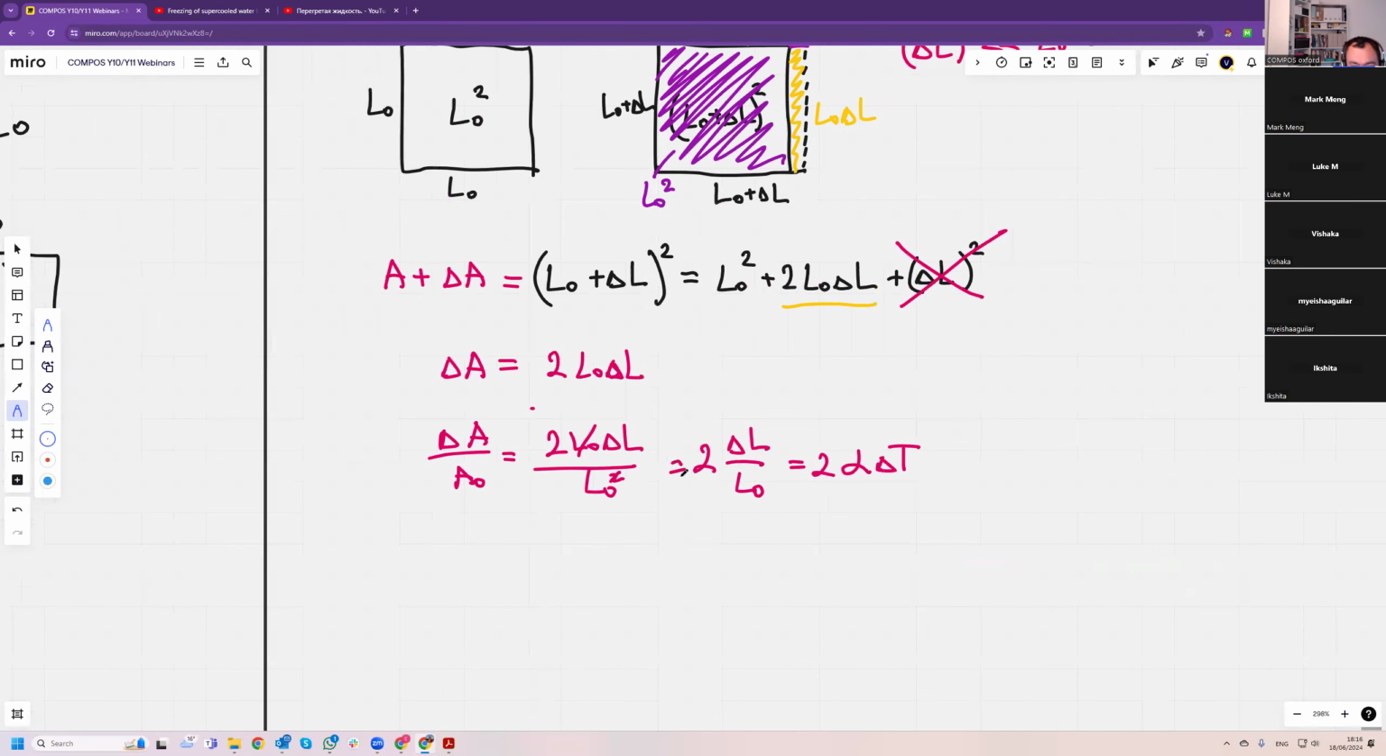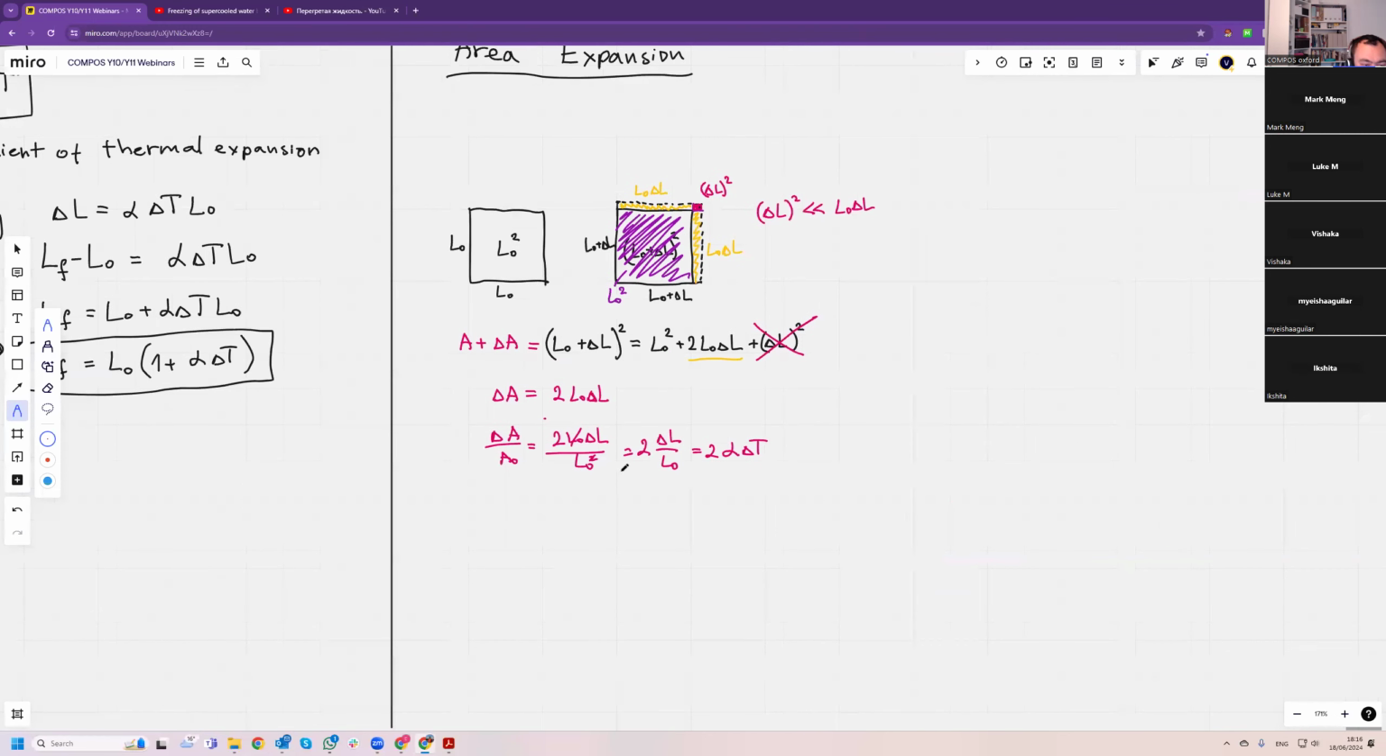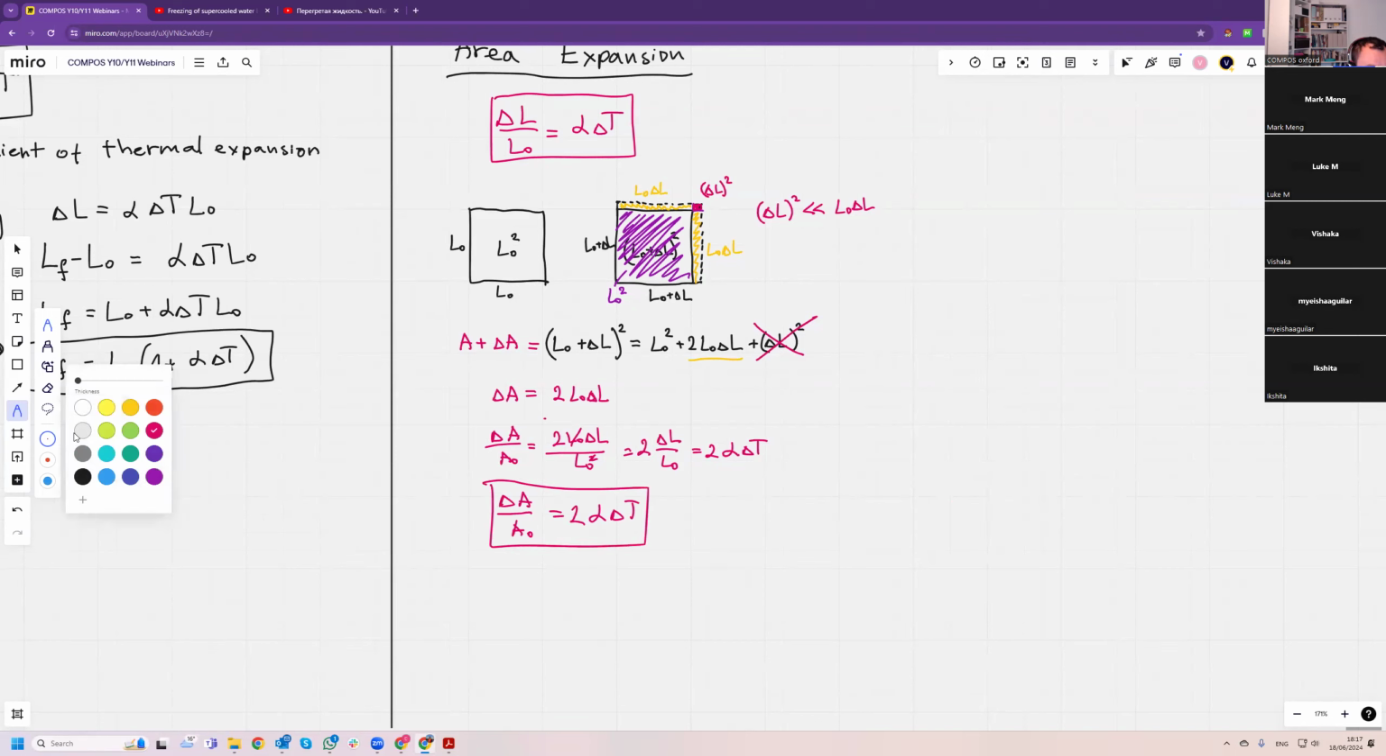We started with this expression: delta L divided by L0 is alpha delta T. That's the original. But we found that delta A over A0 is 2 alpha delta T. That means that the coefficient of thermal expansion for the area is 2 times alpha. So the coefficient of area expansion is double the coefficient of linear expansion.